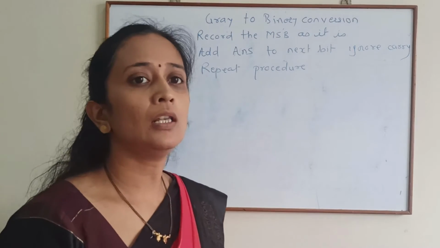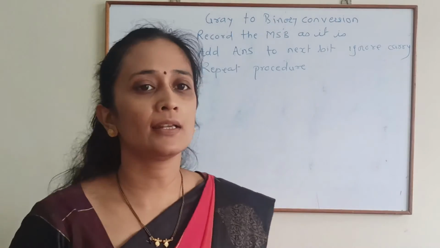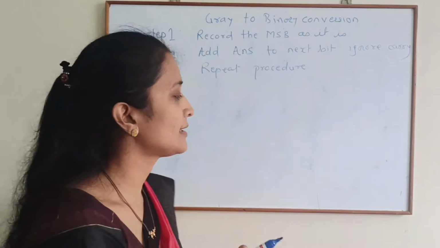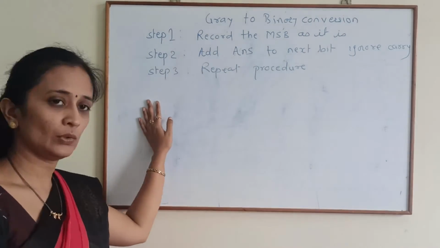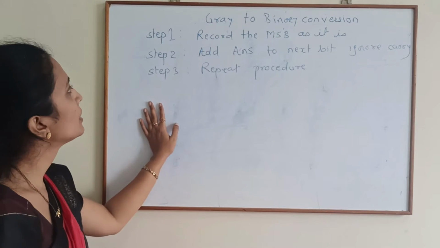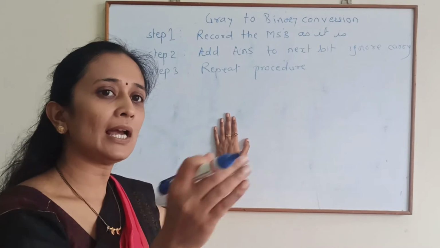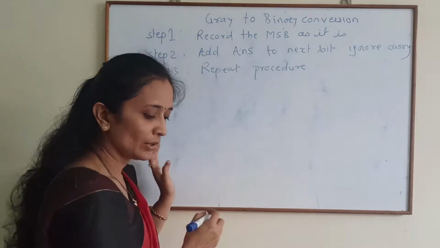Now we will learn how to convert any gray number to its binary equivalent. Procedure is same, only one difference is there. Again here to convert gray to binary, one algorithm is there of 3 steps. First step is record the MSB as it is. It is same as previous one. To explain this, we will take one example.